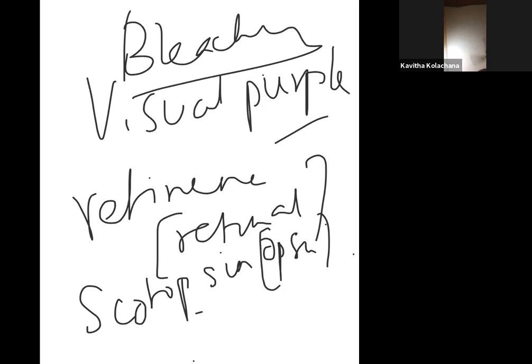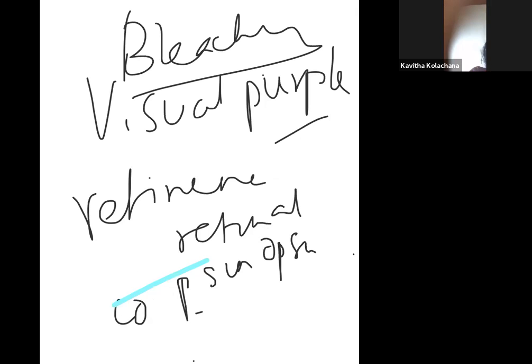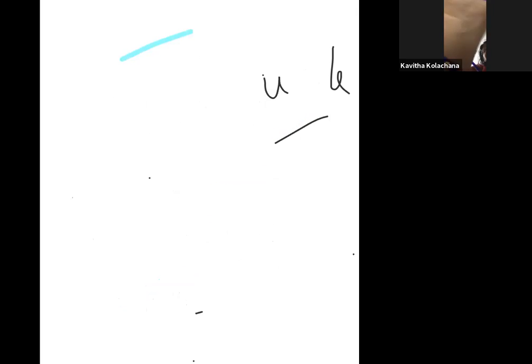So it will give out energy and then it will create a nerve impulse which is carried to the brain. This happens when it is in bright light. And what happens when it is in dim light or dark light? What will happen?